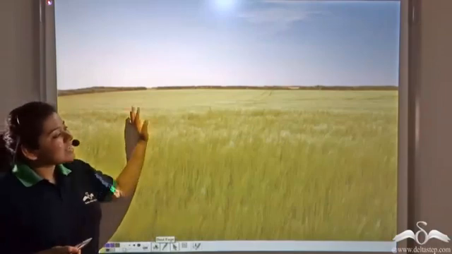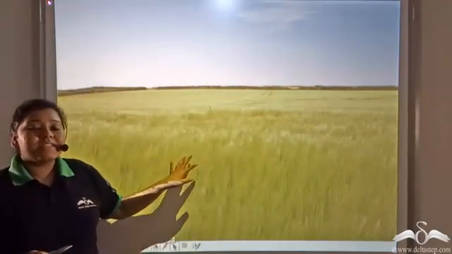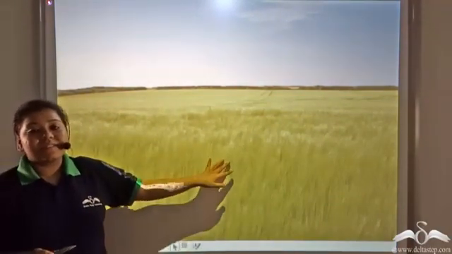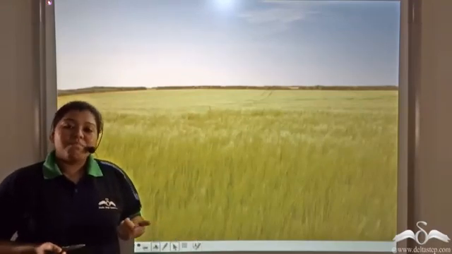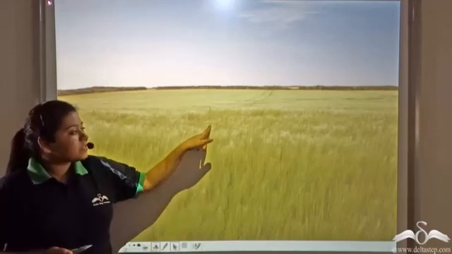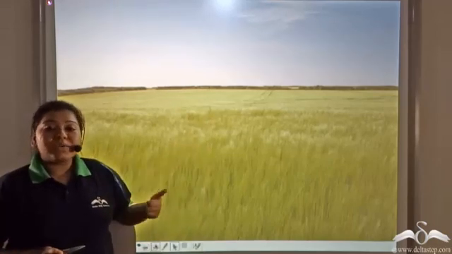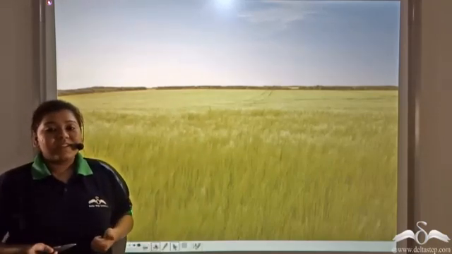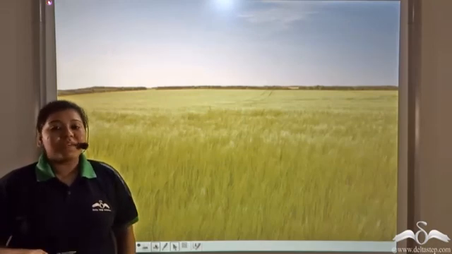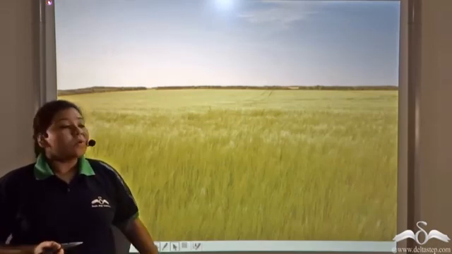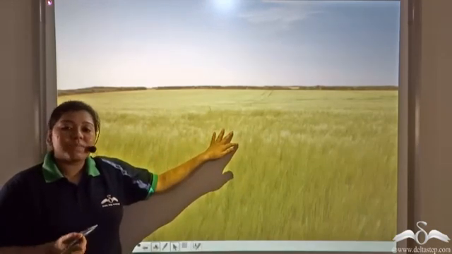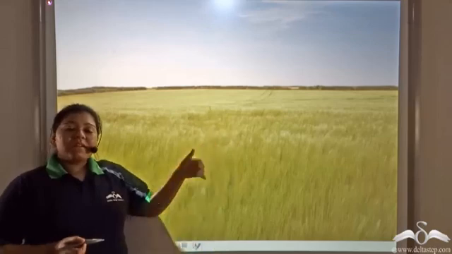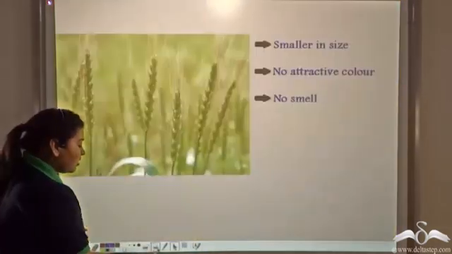Now, what about these plants that are present in these vast fields? How are they pollinated? Well, most of the time, these crops are unisexual in nature. So, self-pollination won't be able to take place. So, these plants have to depend on cross-pollination. But how do they do cross-pollination?